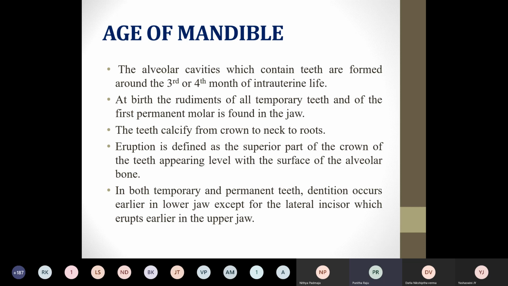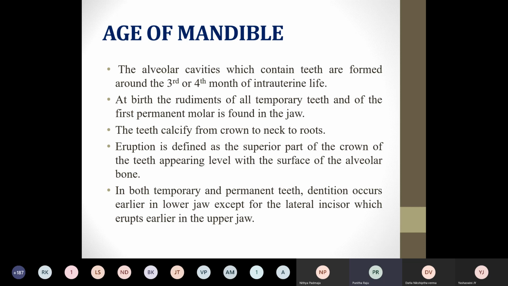This I have told you in the last class. It is not that the root is formed first, next the neck, next the crown. It doesn't happen like that. First is the crown which gets calcified. Once the crown is completely formed, you see the neck, and last is the root. The calcification takes place in this order.